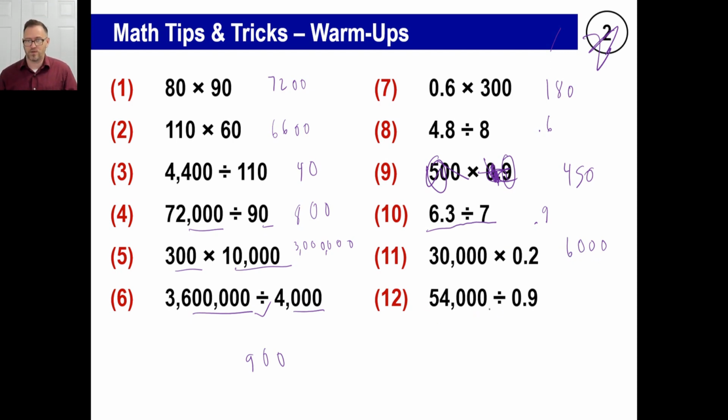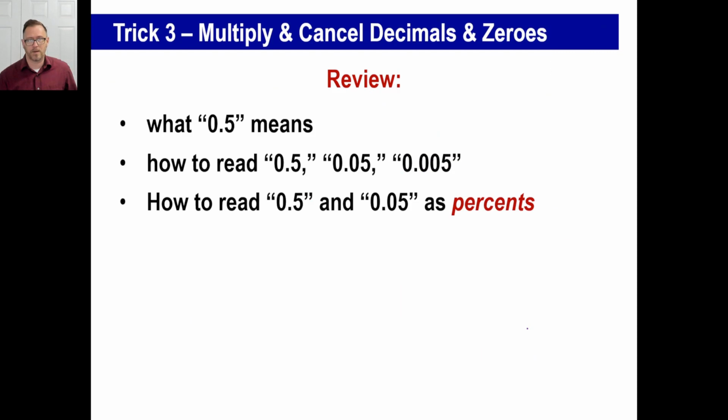This is 54,000 divided by 1, which is 54,000. Okay. We don't care about that. It's 54 divided by 9, which is 6. What's close to 54,000? 60,000. That's the closest. Here we go. That is our warm-up. Okay.